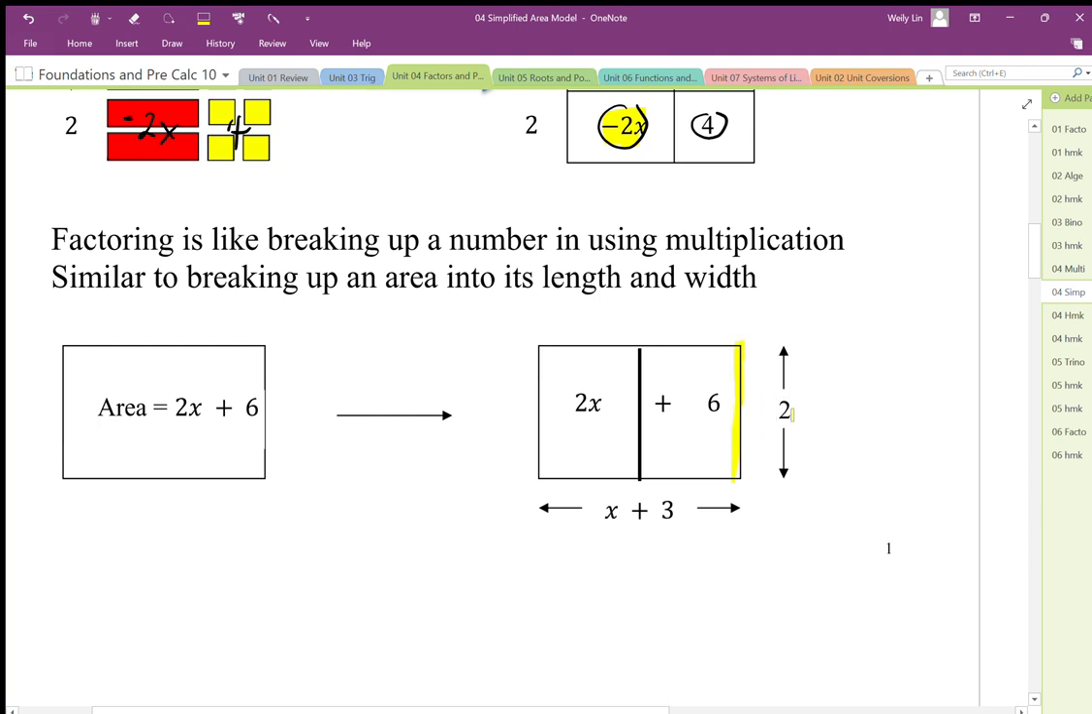This 2x plus 6 shares a common side length of 2. That gives us the 2 along the vertical, and then we can divide to get the length along the horizontal. Okay, because 2x area divided by 2 gives us that x length. 6 divided by 2 gives us the length of 3, plus 3.